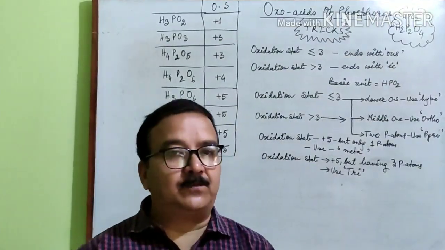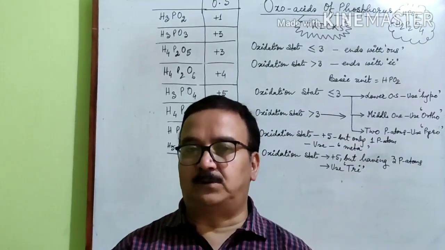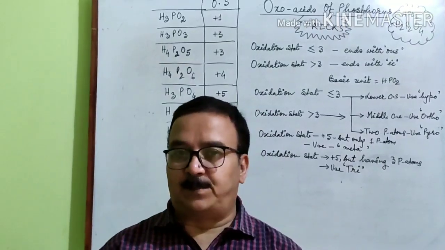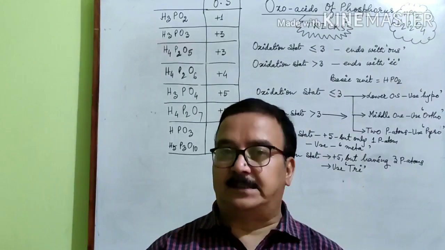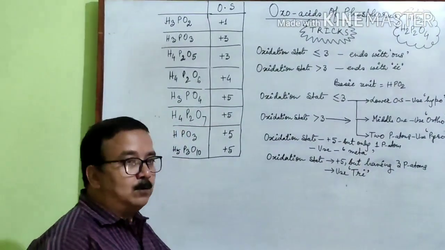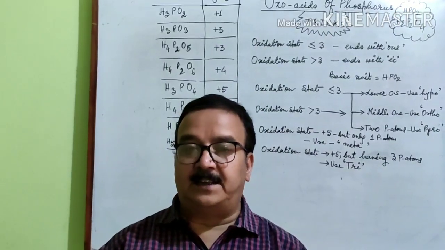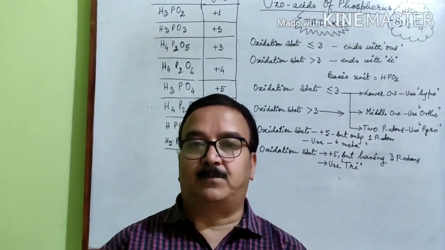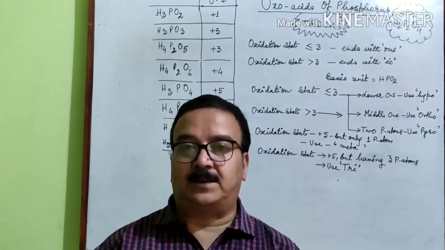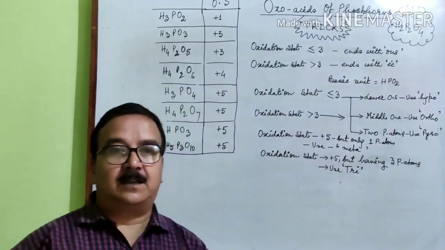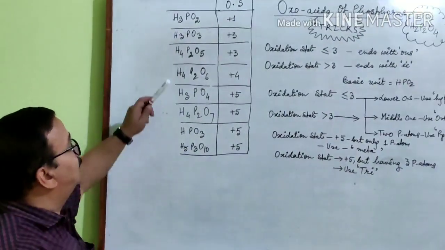Phosphorus oxoacids are a very important topic, and every year in your board exams a question usually comes on how to explain the basicity and reducing nature of these oxoacids. Oxoacids are of two types. First, ending with -ous, for example phosphorus acid. Second, ending with -ic, for example phosphoric acid. Now let us discuss the different oxoacids of phosphorus.